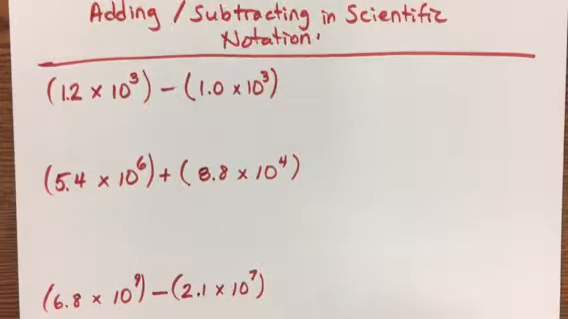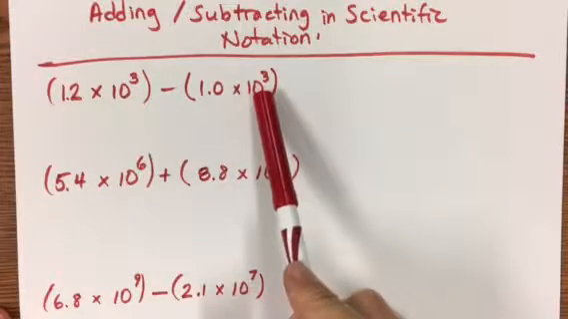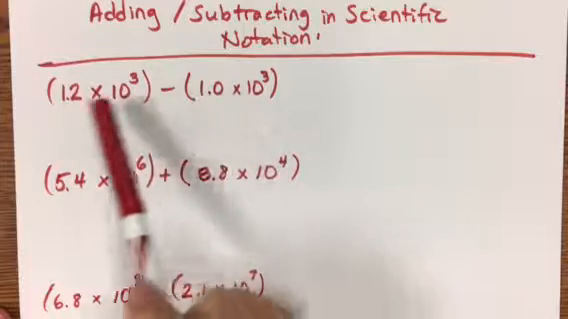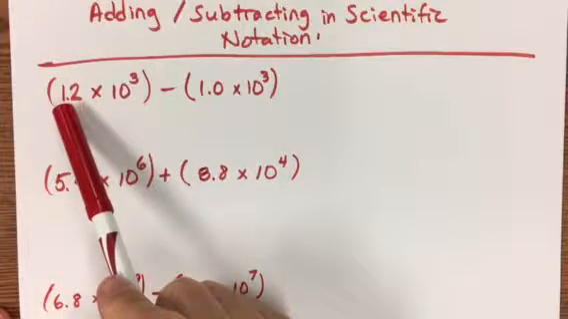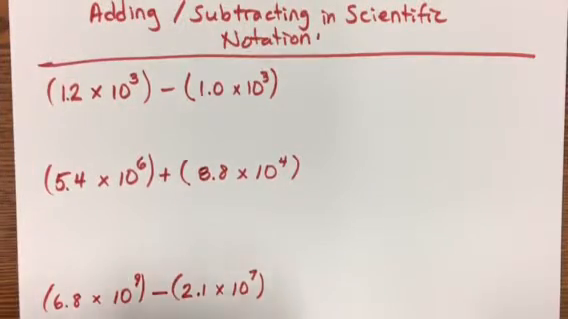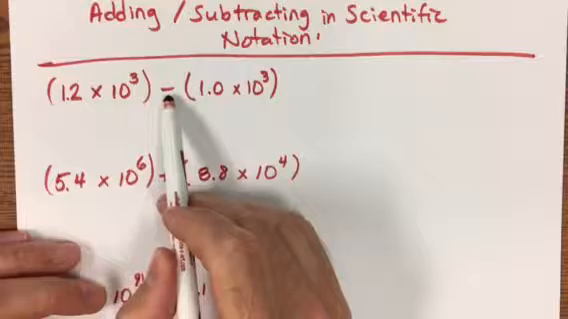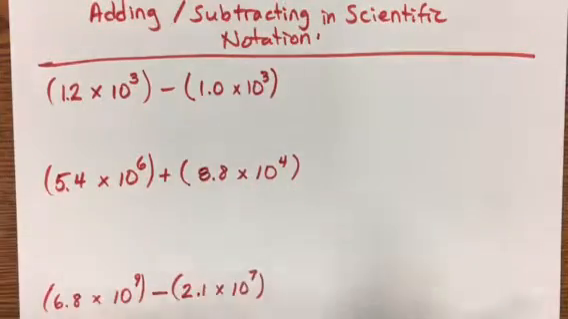Okay, when you add or subtract scientific notation, you just need to remember that the powers of 10 have to be the same, and when they are, then all you've got to do is either add or subtract the numbers that come with the powers of 10, or in front of the powers of 10. So in this case, 1.2 times 10 to the third minus 1.0 times 10 to the third.